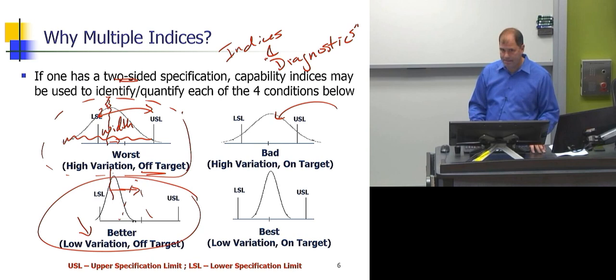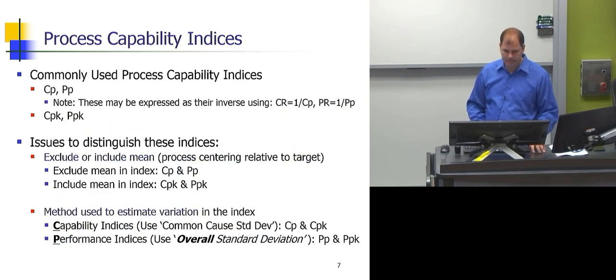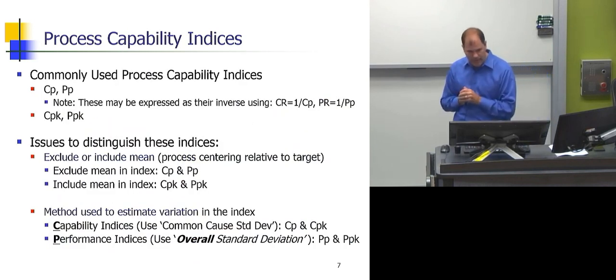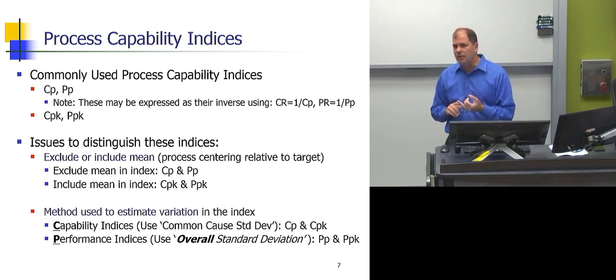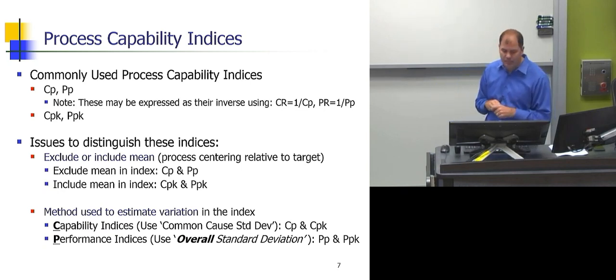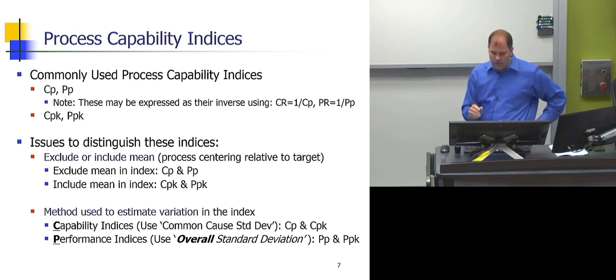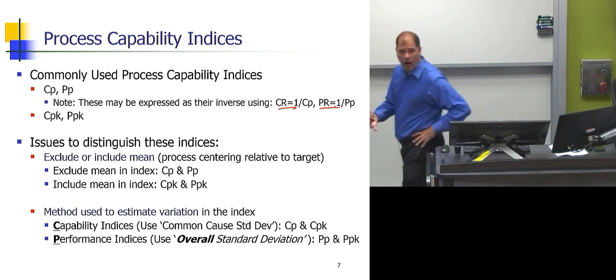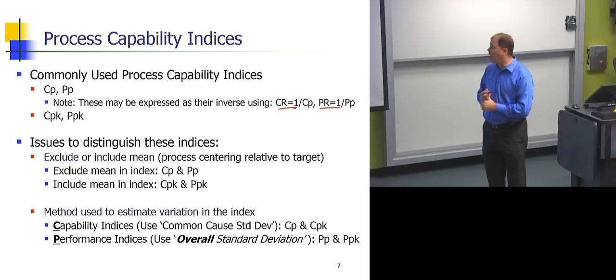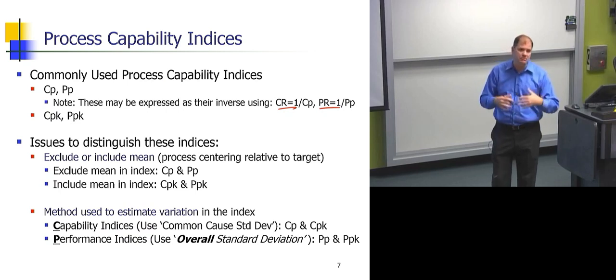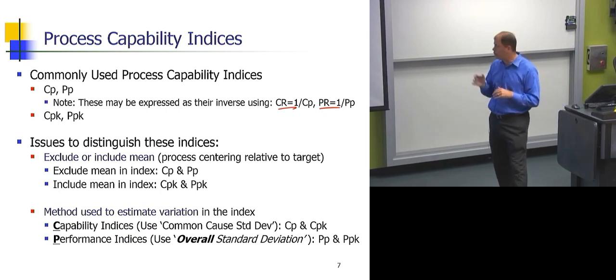Questions so far? All right, hopefully that gives us a backdrop. Again, we're going to use 4 indices: CP, PP, CPK, and PPK. I will note that there are other indices out there. People will use CR, which is just 1 over CP, or PR, which is 1 over PP. These are just inverses. We'll focus on the top 4.